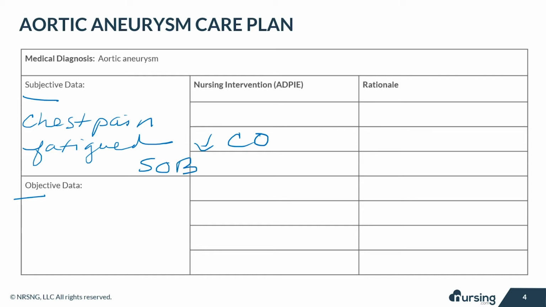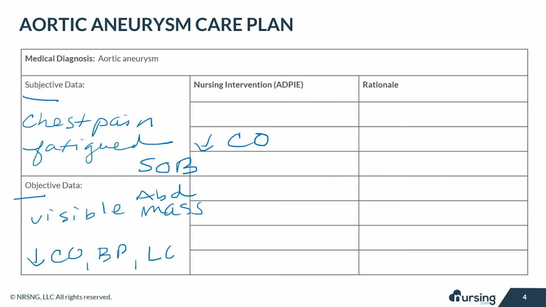Objective or measurable data includes a visible or palpable pulsating abdominal mass with a systolic bruit. Other objective data includes decreased cardiac output, blood pressure, pulses, level of consciousness, and urine output. Objective data that shows an increase would be heart rate. The skin might be cool, pale, and diaphoretic, and you might also see a hematoma on the patient's flank.